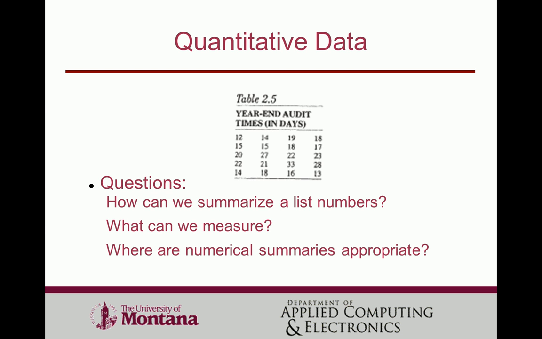That's got merit too. So in that example, we create classes and break up our data based upon class. I can say, you know what, I did really good, I finished second in my class at Bloomsday. That would be a great achievement. So, questions when we do these types of studies: how can we summarize a list of numbers? What can we measure? And where are numerical summaries appropriate?